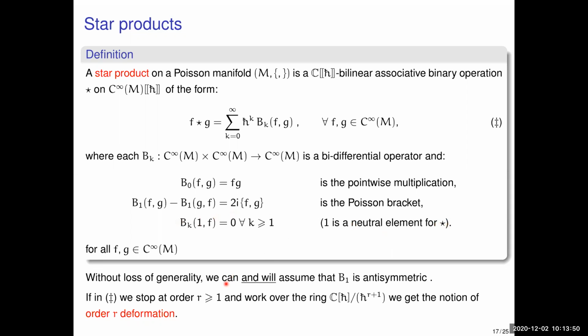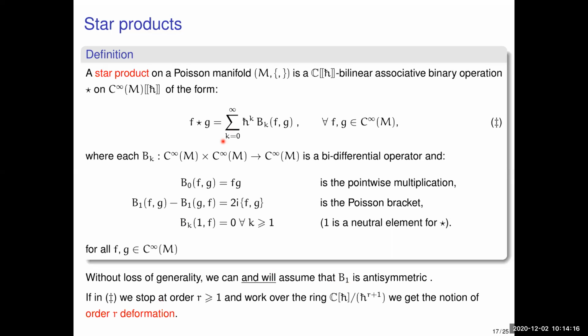We can assume, without losing generality, that B1, the first order part, is antisymmetric, because we know that every star product is equivalent in a suitable sense to one with B1 antisymmetric. And from now on, I will assume that B1 is antisymmetric. Otherwise, some things that I'm going to say are not true.